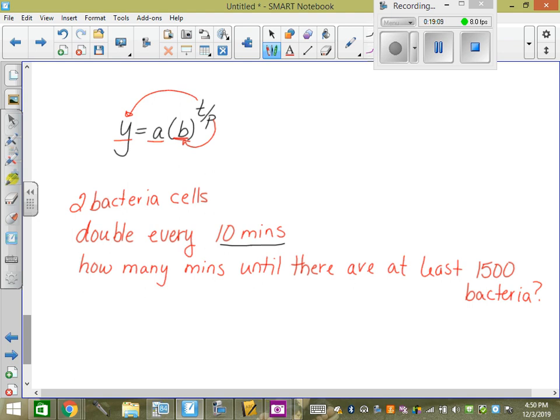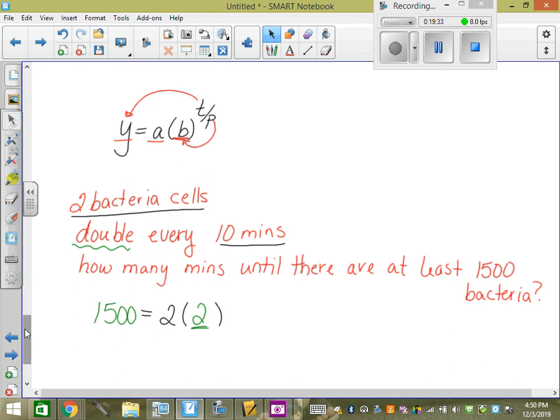Okay, so there are 2 bacteria cells initially. So that would be in my initial spot. 2 bacteria cells. And they grow into 1,500 bacteria. So that's going to be my final. It says it doubles, so I'm going to put a 2 in here. If it halved, I'd put a half in there. If it tripled, I'd put a 3 in this spot right here.